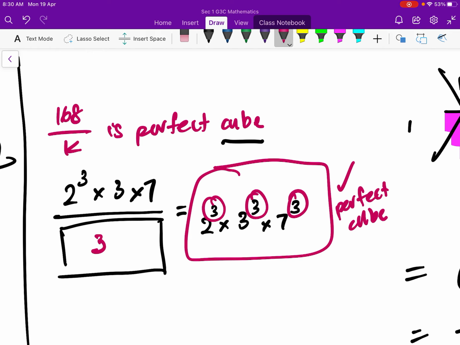If we divide by 3, what do you think will happen? What happened over here on the left hand side? Come on, primary school maths. If you divide by 3, what's going to happen? What's going to happen? 3 over 3.